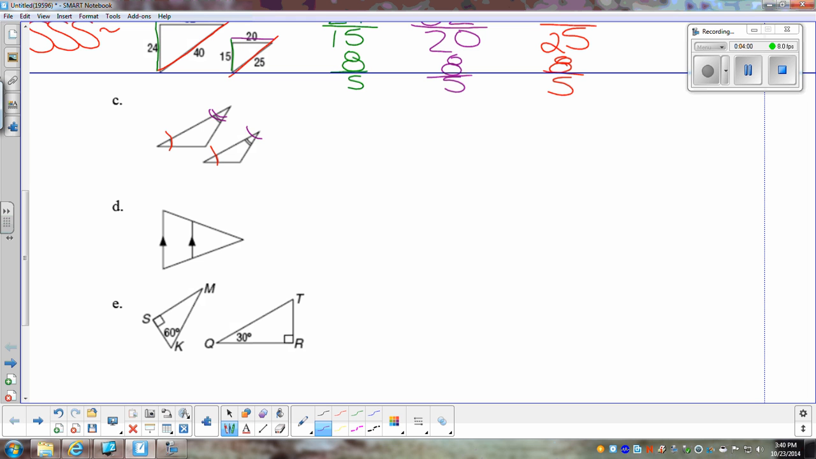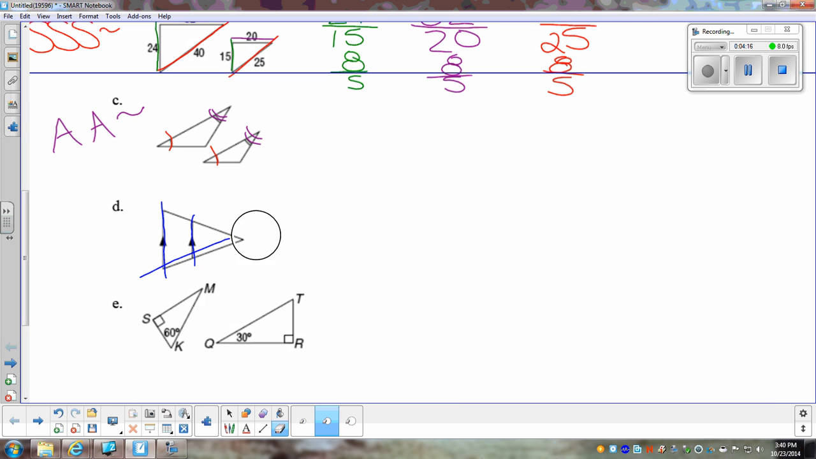Letter C, I don't have any information about sides, but I do know that these angles are congruent and these top angles are congruent. So these two are similar by angle similarity. In D, all I know is that I have these two parallel lines. Well, I have a transversal here. I know that this angle and this angle are congruent. And then I have a transversal here, so I know these two angles are congruent. So these two triangles are similar by angle.